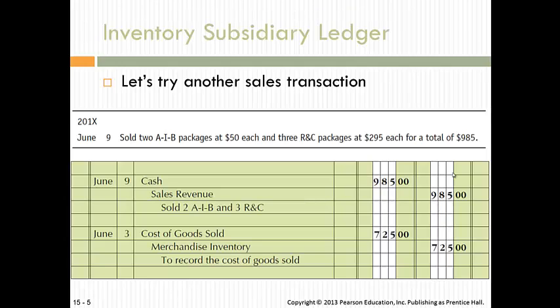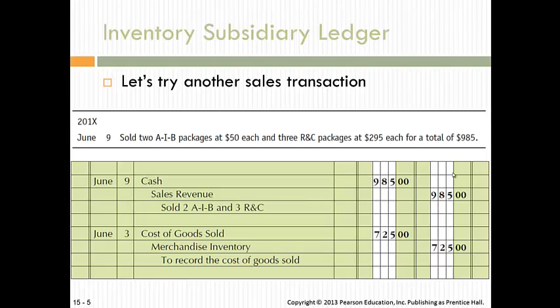So this transaction is telling us how much we sold the packages to the customer for, but it doesn't tell us the cost of goods sold. And as you know from Learning Unit 1, we need 2 entries to record this transaction, one to record the sale to the customer, and one to record cost of goods sold. We get the cost of goods sold amount from our inventory records. 2 of the AIB packages cost $25 each, so that's $50, and 3 of the R&C packages cost $225 each, so that's $675. So 50 plus 675 is a total of $725, and that's our cost of goods sold.